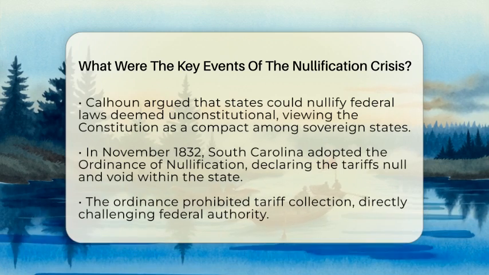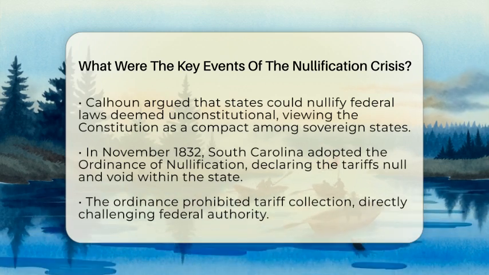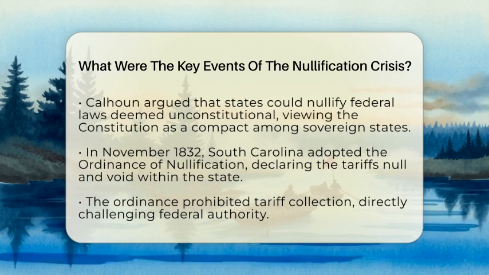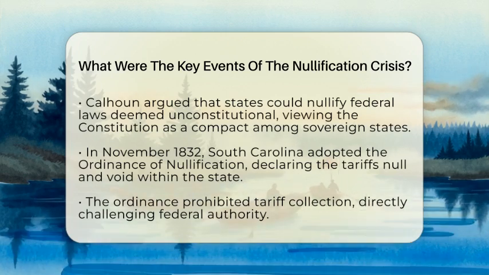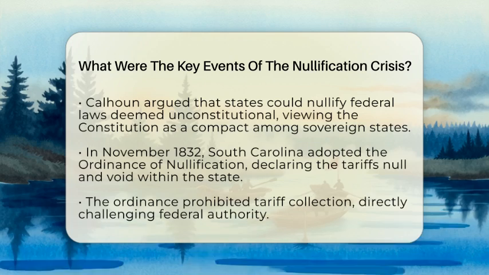Calhoun's ideas were rooted in the belief that the United States Constitution was a compact among sovereign states, allowing them to reject federal actions that infringed on their rights.